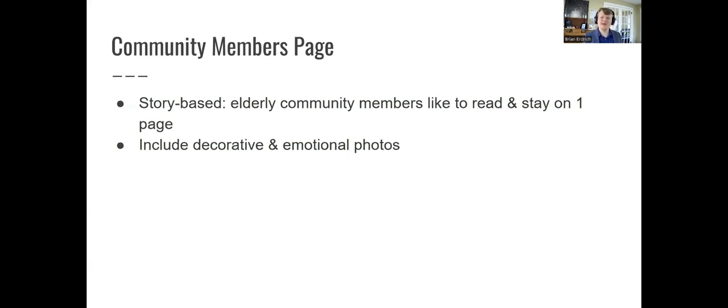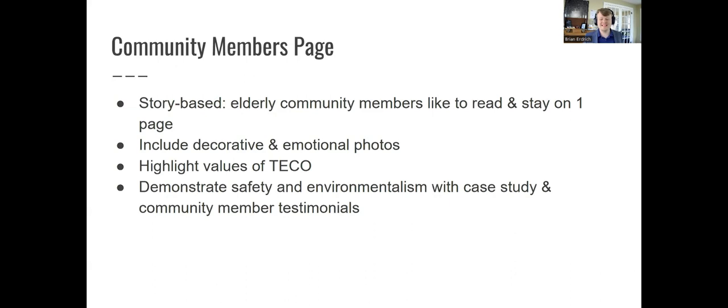Those ones that are getting in the way of an investor trying to find useful data are helpful for a community member to feel emotionally safe and beneficial with TECO. This would highlight the values of TECO, right? What you believe in, your commitment to the community, and those things. And it would demonstrate safety and environmentalism with potentially another case study and community member testimonials. TECO brought a group into our community and it was a wonderful experience. Here's what we have to say about it.